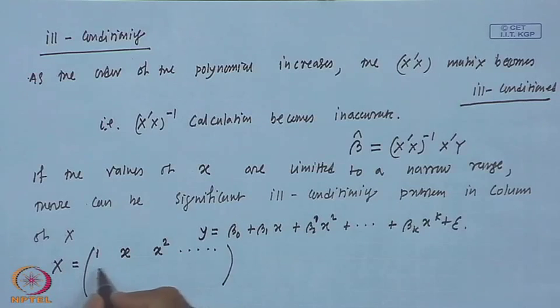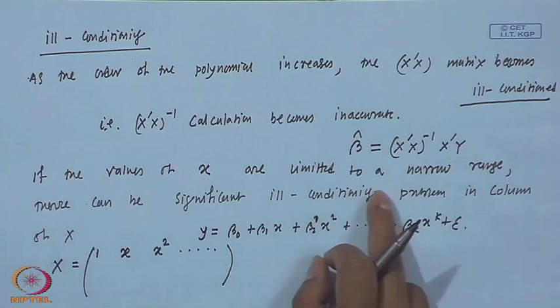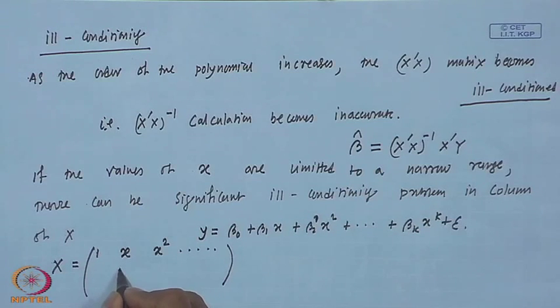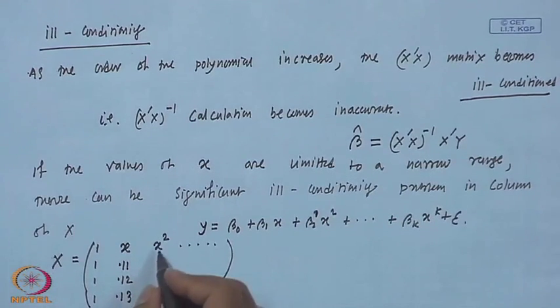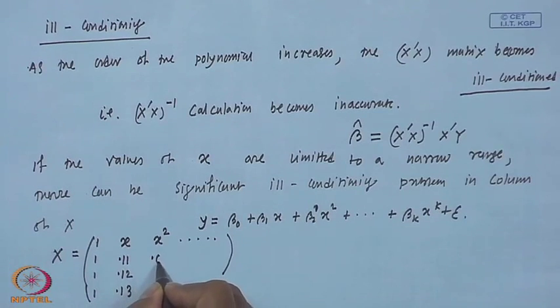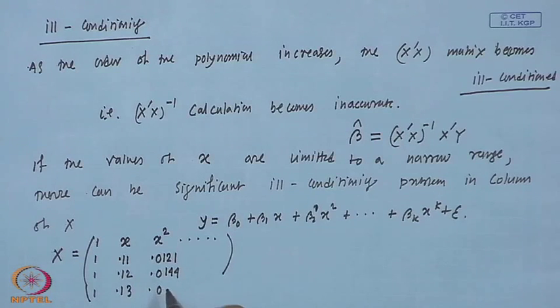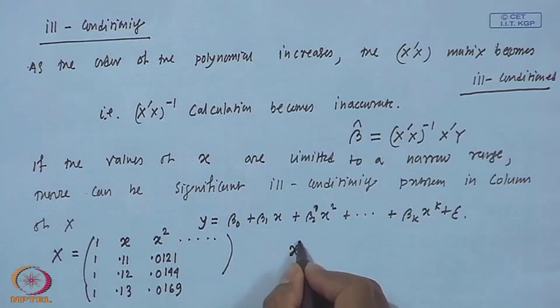So, suppose the x values are limited to a narrow range, like 0.11, 0.12, 0.13. Then the x square values are 0.0121, 0.0144, 0.0169.